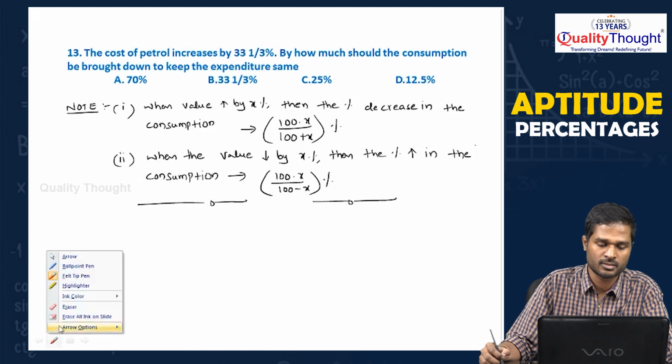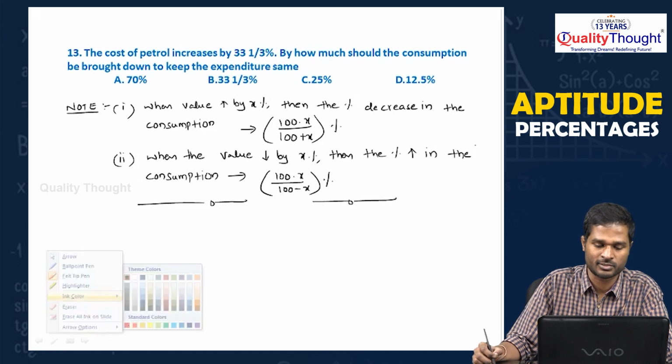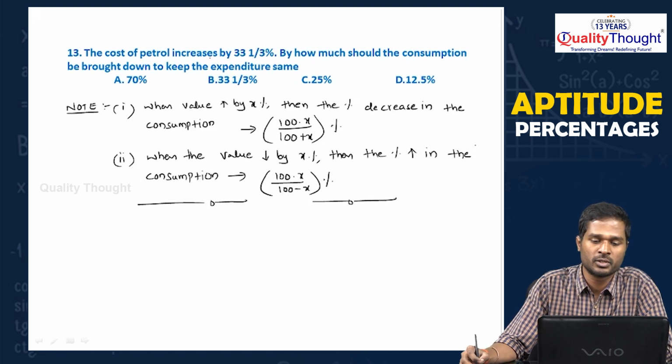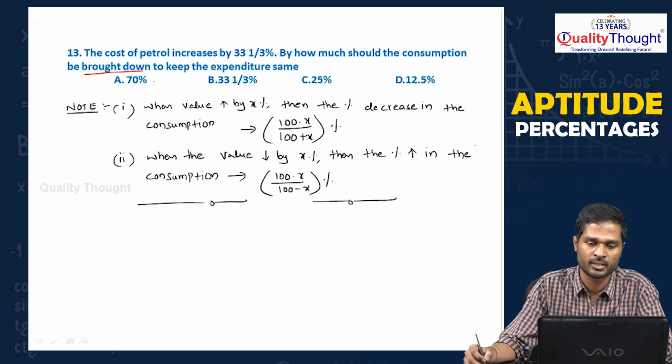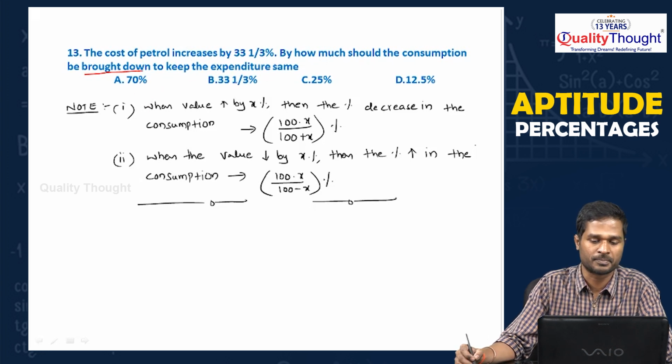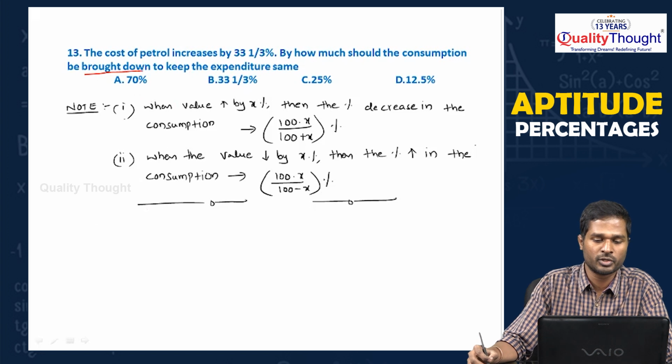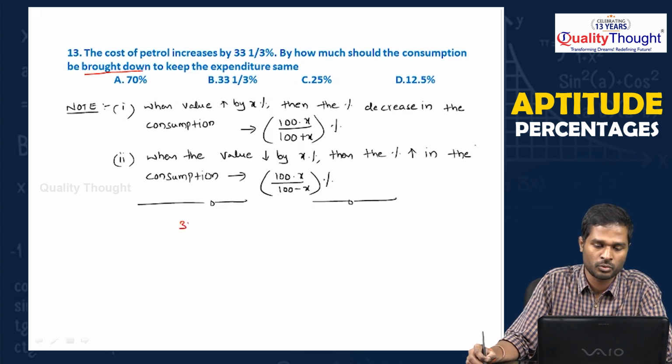What happened in this case? Now we'll see the question once again and we'll solve it. The cost of the petrol is increased by 33.13%. By how much should the consumption be brought down? Brought down means how much the consumption should be decreased to keep the expenditure same. See here. It is increased, so we go for the first formula, but before that, convert this mixed fraction into an improper fraction. So 33.13% is nothing but 100/3%.